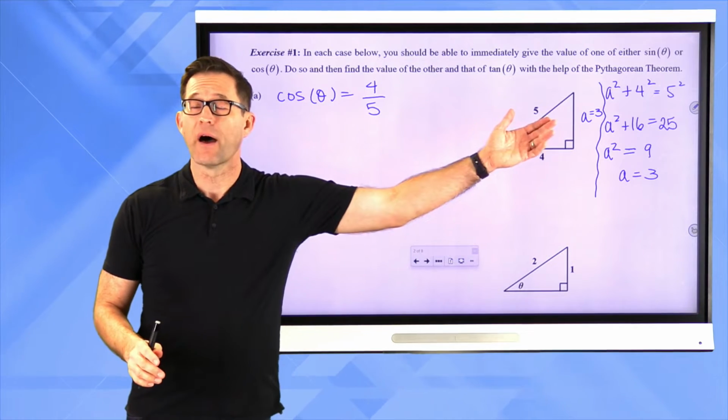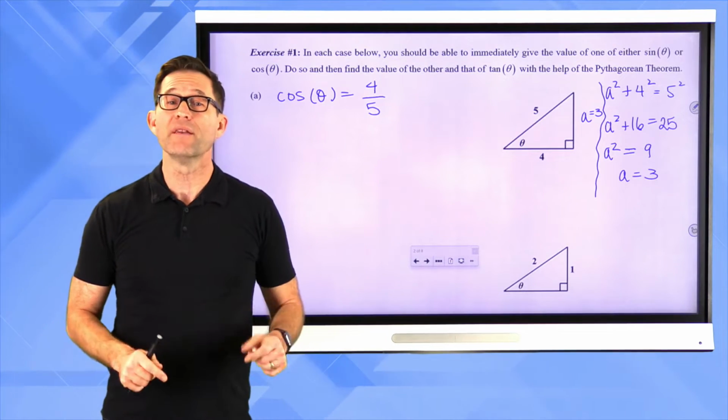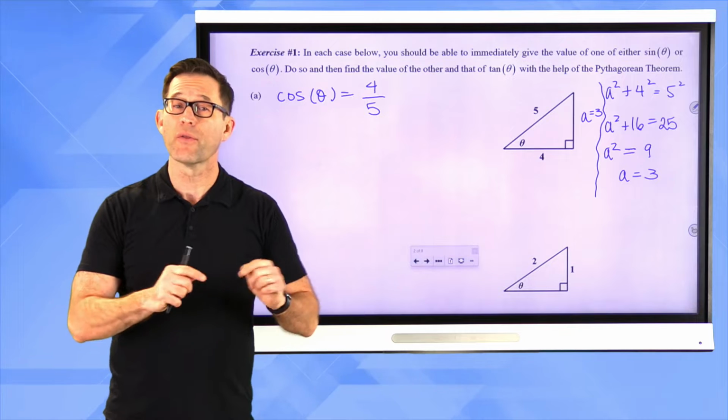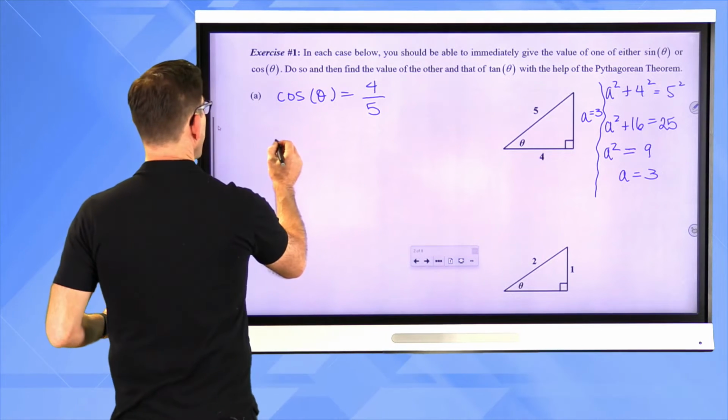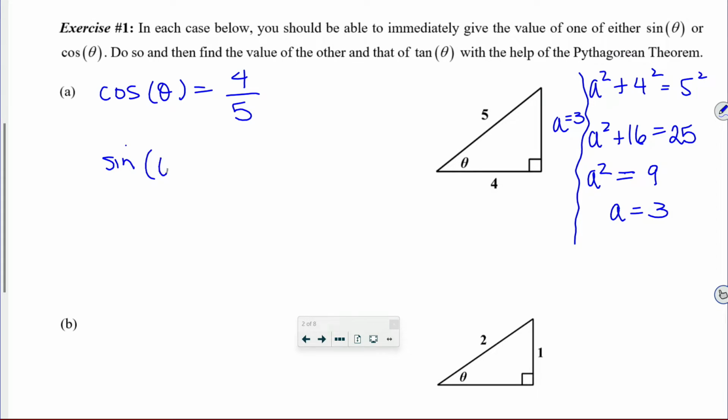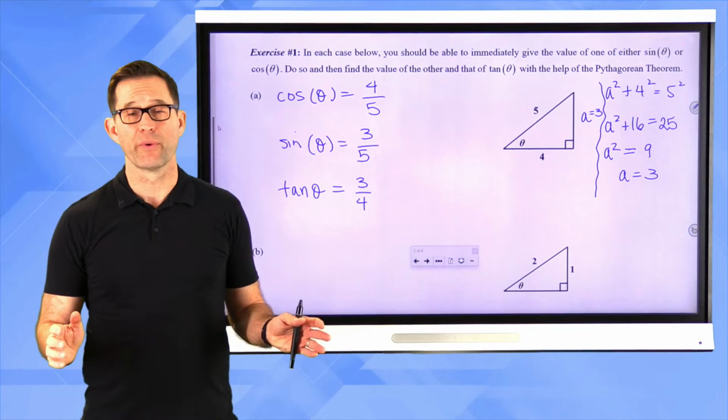Now that we've got the side opposite of theta, we can give the values of the two other trigonometric ratios. We can say that sine of theta is equal to opposite divided by hypotenuse, and tangent of theta is equal to opposite divided by adjacent. All right, so we can get all three of them.